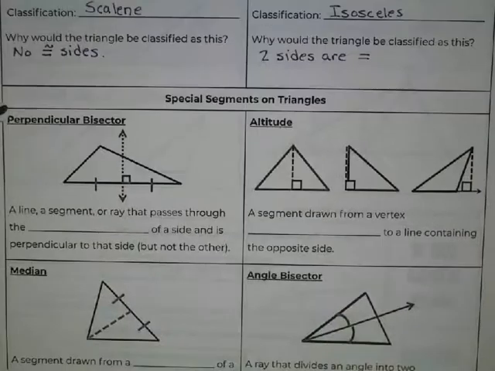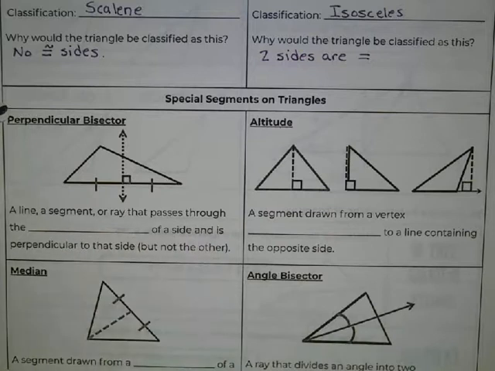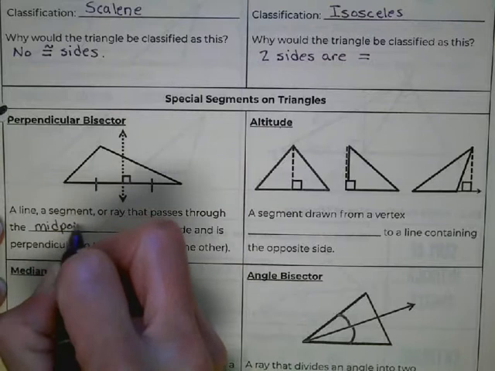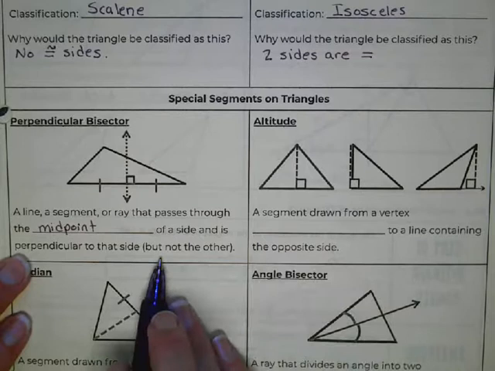Alright, let's look at these special segments that are created in triangles. The first one's called a perpendicular bisector. This is a word we covered in Unit 1, but it's been a while. It's a line, segment, or ray that passes through the midpoint of a side and is perpendicular to the side.